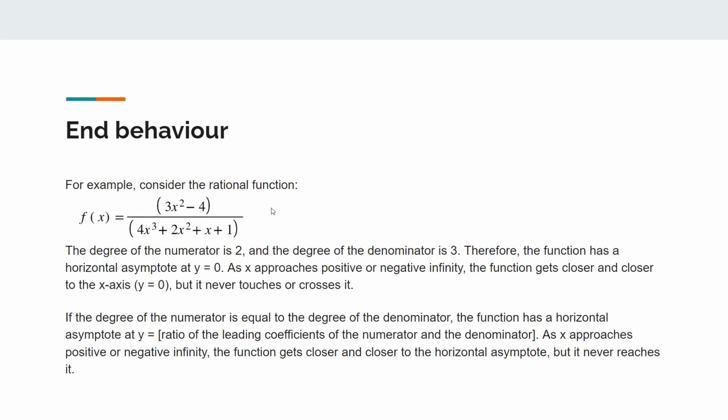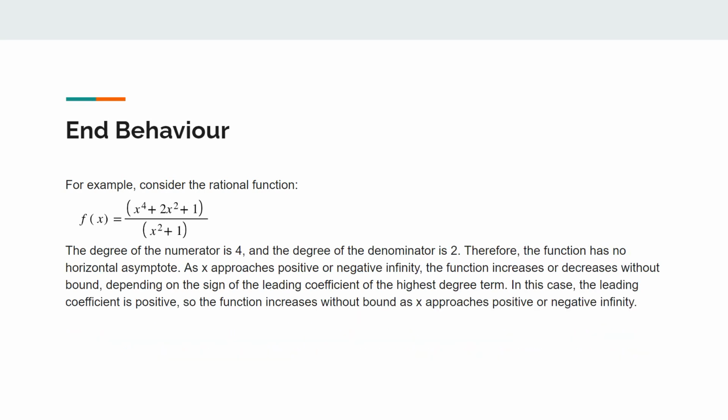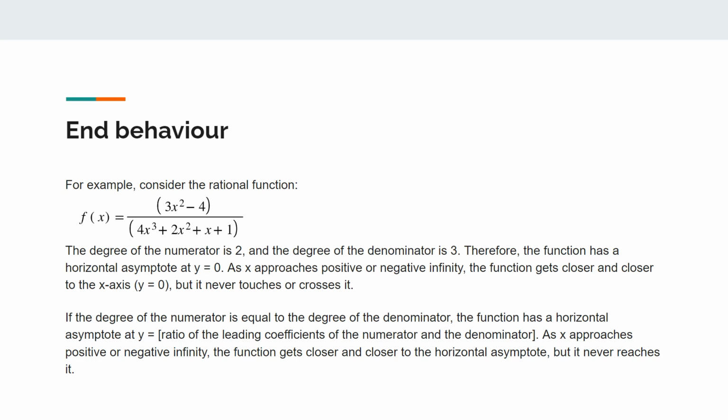So the end behavior of rational functions, let's consider this. There are three different end behaviors. For this function, the degree of the numerator is 2 and the degree of the denominator is 3. So the function, straight up, has a horizontal asymptote of 0, because the numerator degree is less than the denominator degree. So as x approaches positive or negative infinity, the function gets closer to the horizontal asymptote, but never touches it.